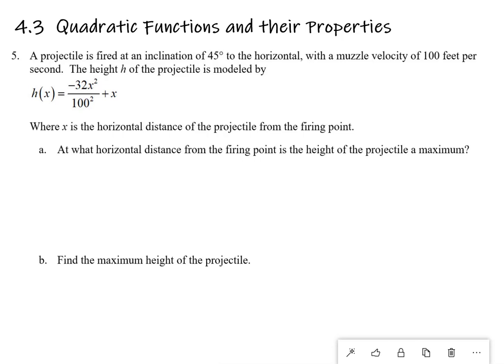The question talks about a projectile being fired. The height of the projectile is modeled by this equation that's given to us, and x is the horizontal distance of the projectile from the firing point. So looking at part A, it says, at what horizontal distance from the firing point is the height of the projectile a maximum? Let's bring in the graph.